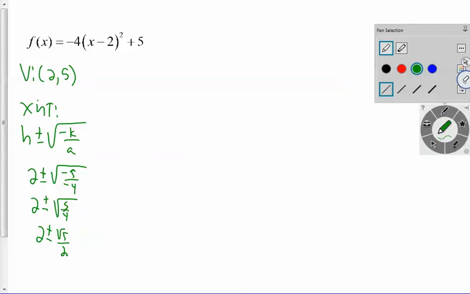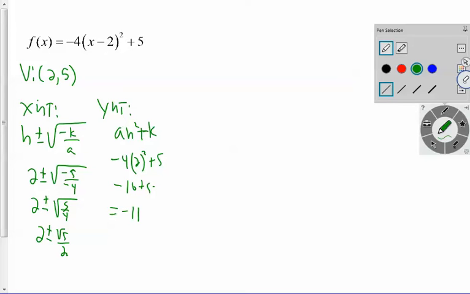That's okay. What's my y-intercept? Well, for the y-intercept, all you have to do is use this formula right here: a h squared plus k. So what's a? a is negative 4. h is 2, so you're going to square 2, and you're going to add 5 to it. So that's negative 16 plus 5. I believe that gets you negative 11 as your y-intercept.